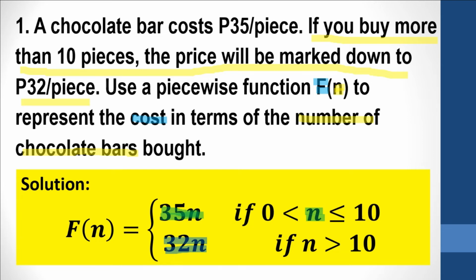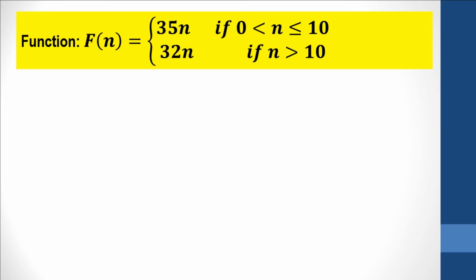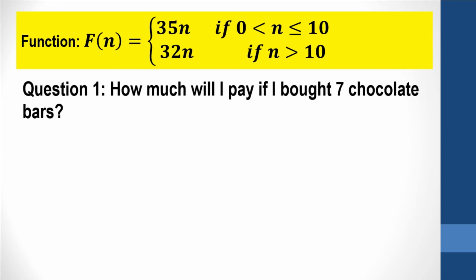So, let's try these functions. Okay, this is our function now, and we have our question number 1. How much will I pay if I bought 7 chocolate bars? Okay, bumili ako ng 7 chocolate bars. Saang function dito yung gagamitin natin? Saan sa dalawa, itong 35n or itong 32n?